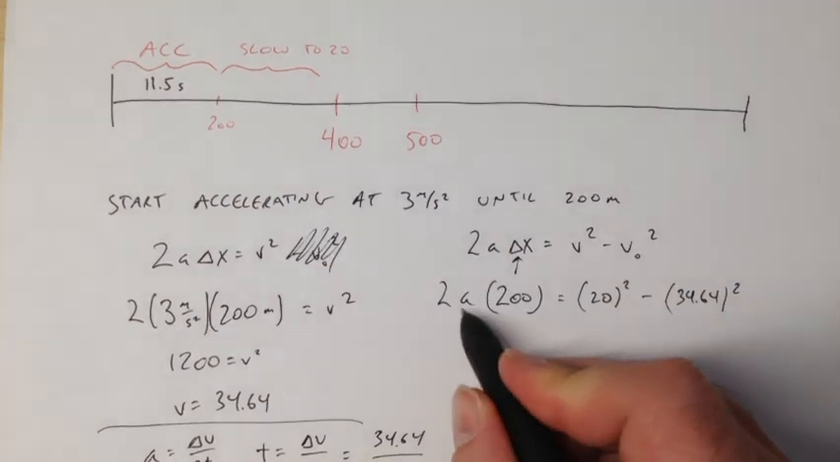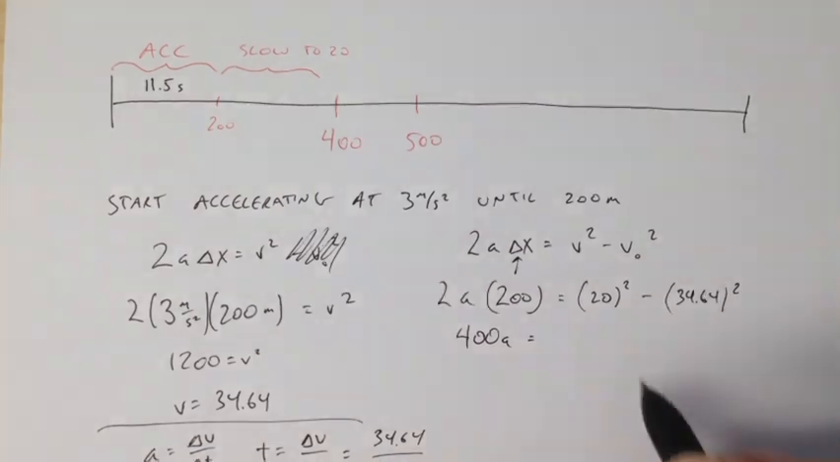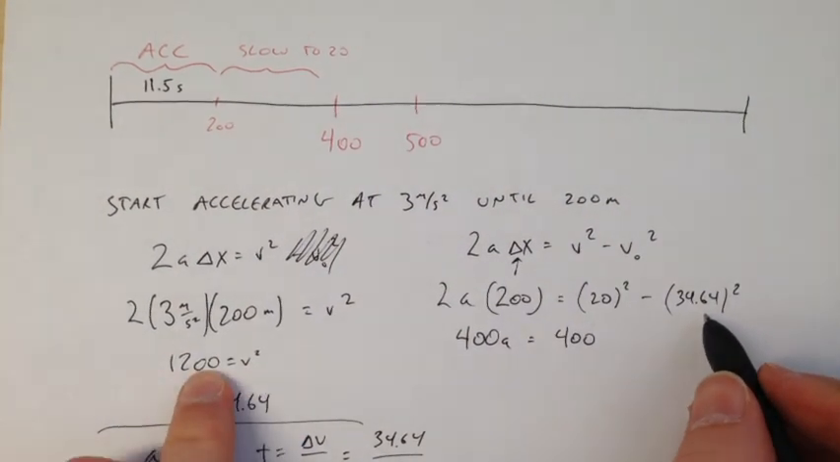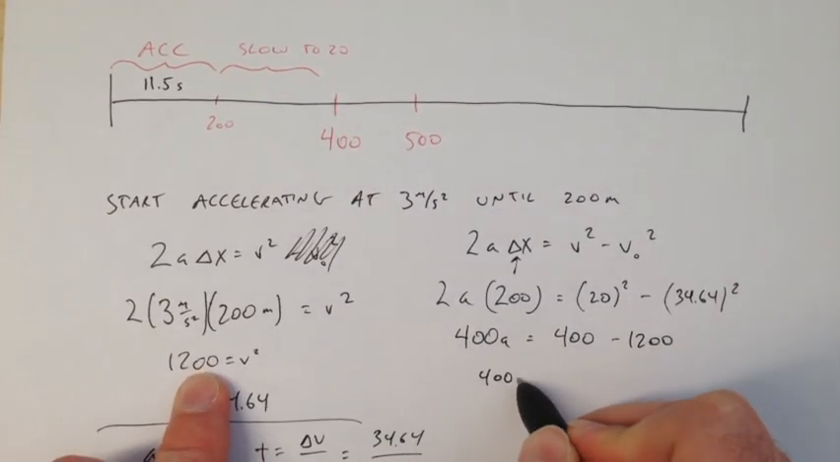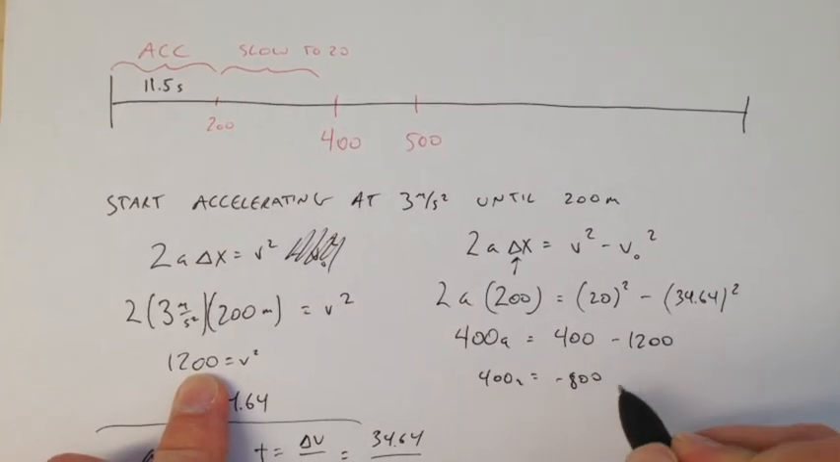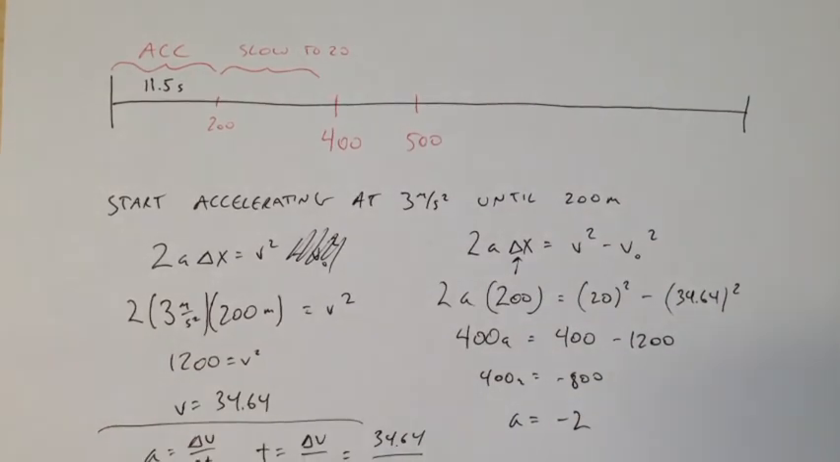Okay, so 2 times 200 is 400, so I got 400a over here. 20 squared is 400. 34.64 squared was 1200. So real quick here, I've got 400a equals 400 minus 1200. That's minus 800. Divide both sides by 400, and my acceleration is -2. Am I able to do an acceleration of -2? Yes, I am. My limit was -3. I'm able to do that.